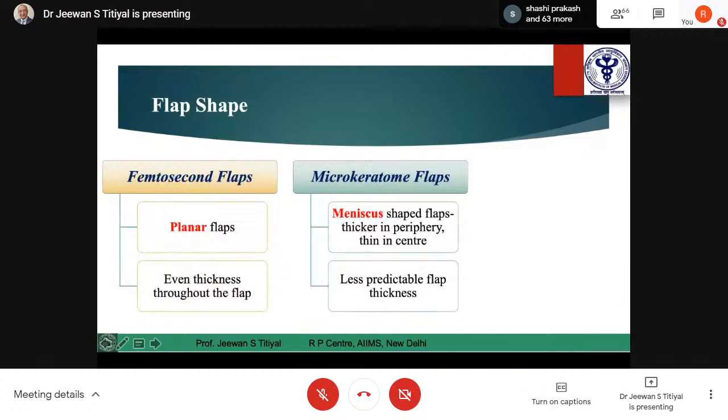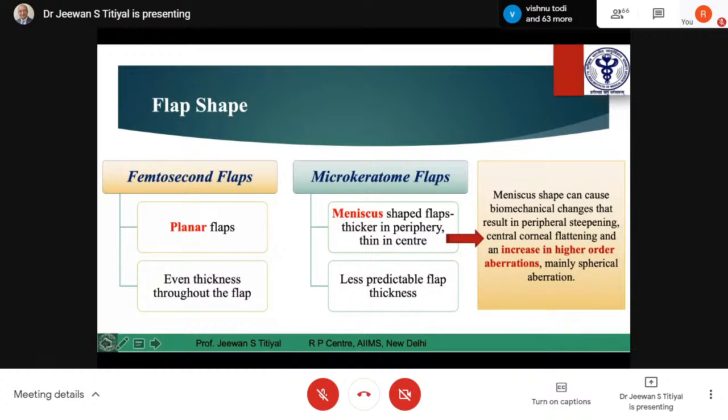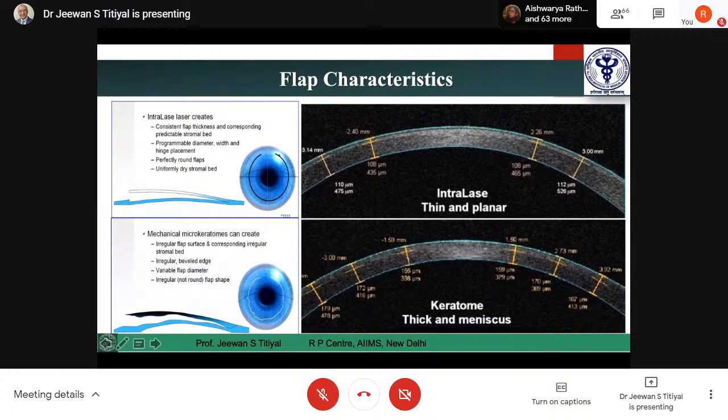And the flap is also meniscus-shaped with the keratome, and planar with the femtosecond laser. So it will induce less hydration-related abrasion. So this is a typical femtosecond flap, a beautiful flat flap creation. Well, this one is a little irregular meniscus, thicker in the periphery, then thinner, then it becomes thicker, a little uniform in the center. So that's going to induce spherical aberration or higher-order aberrations.